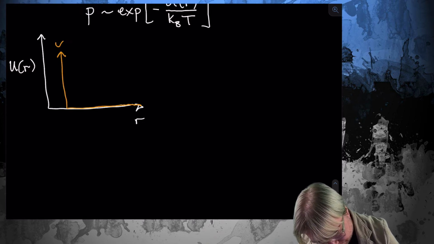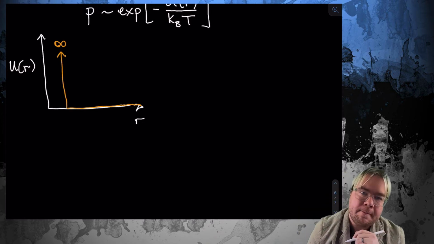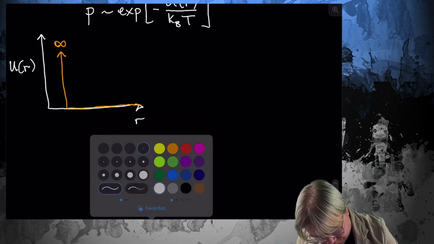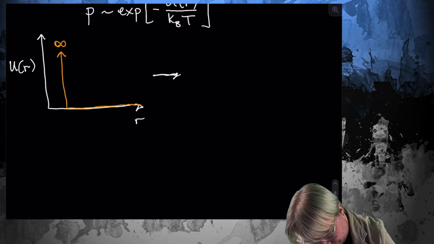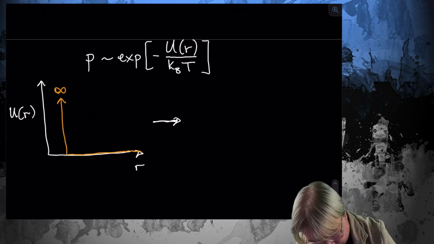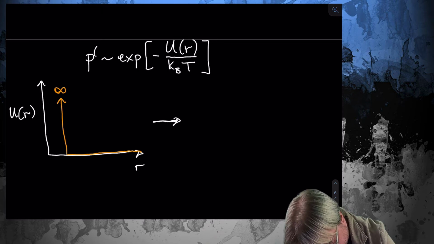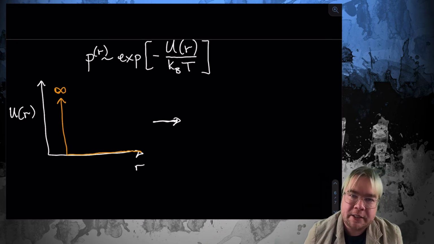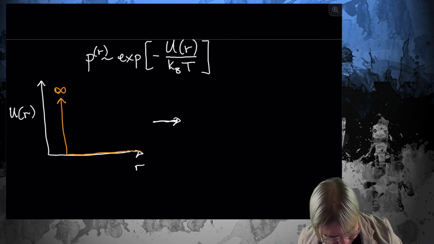And then it's going to shoot up to infinity. So that's my function for the potential. What does the probability look like as a function of R? Maybe I should write this, the relative probability as a function of R looks like that exponential. Well, let's look here.